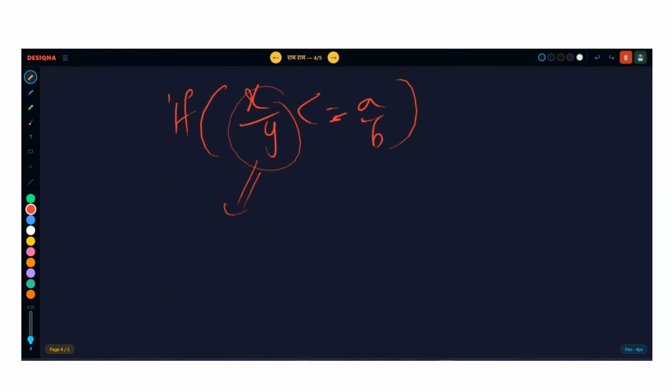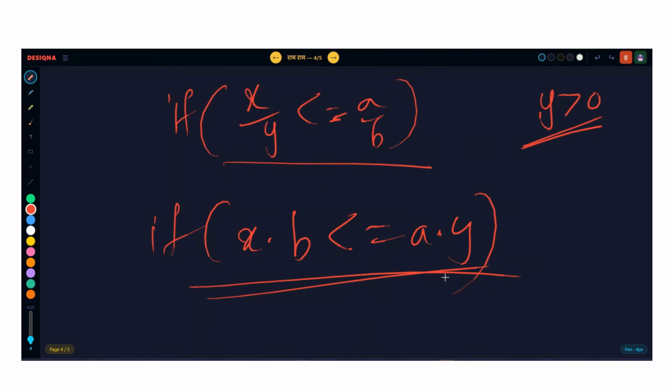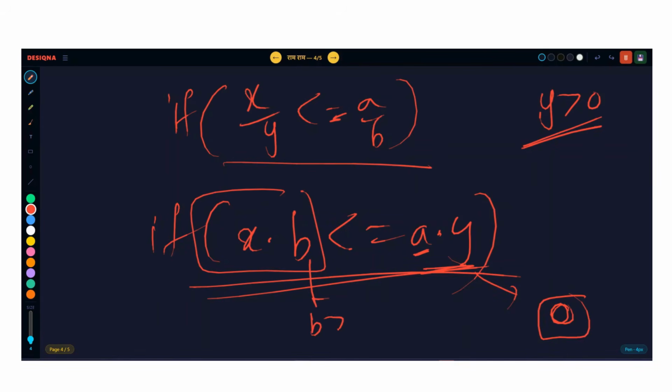So you will always do cross multiplication, bro. Rather than checking this, what will you check? If you cross multiply, if x into b is less than equal to a into y. And I know the question is saying that y should be greater than 0. No need to worry. Why? A is a positive number. If you multiply it with 0, this will be 0. And x into b can never be less than equal to 0. Why? B is a positive number.